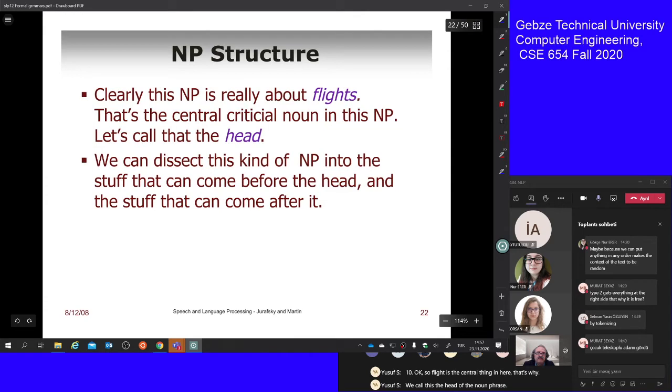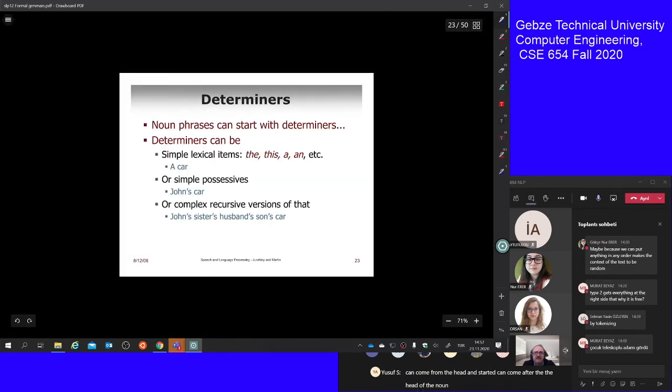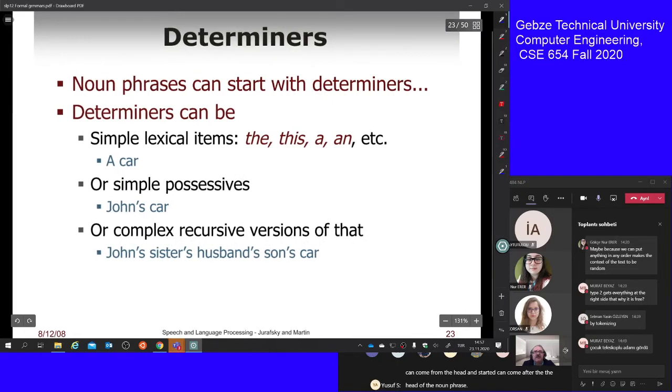Okay? So we can dissect this kind of noun phrase into stuff that can come before the head and stuff that can come after the head of the noun phrase. Okay, so the determiners, noun phrases can start with determiners, can be the, this, a, etc., a car.